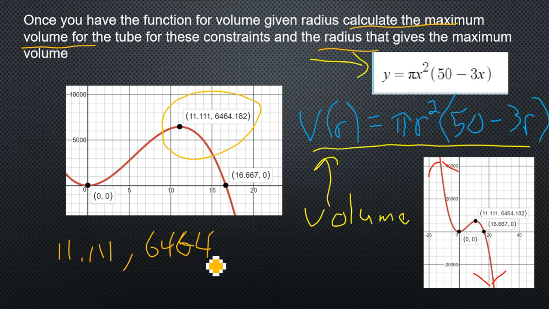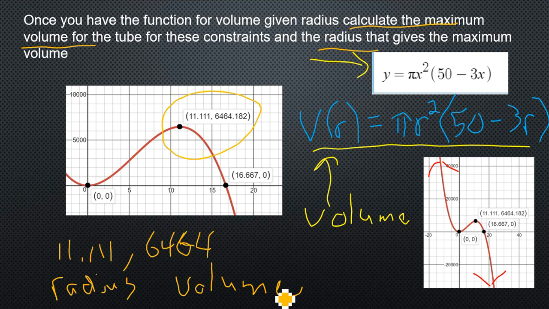Okay, and remember that this piece right here is the radius. That's our x in this case. And this is our volume. So the maximum volume that you can get out of this is about 6,464 cubic units. And our radius that gives that is going to be 11.11.